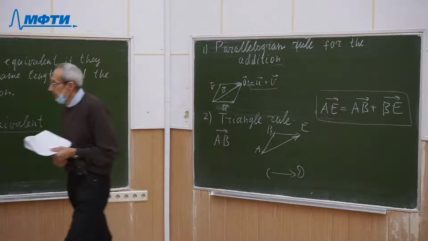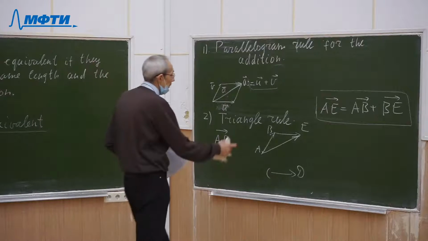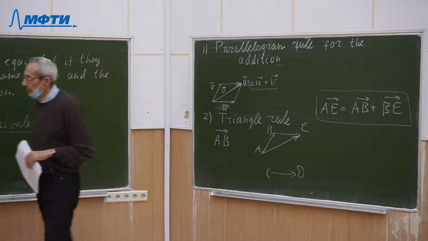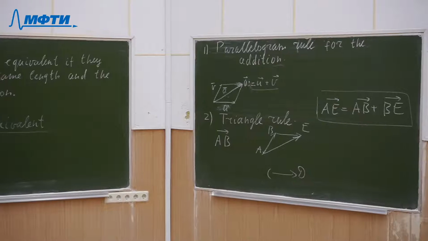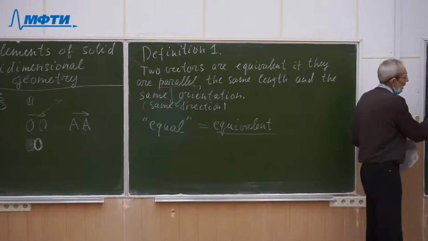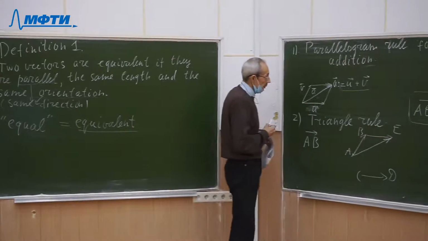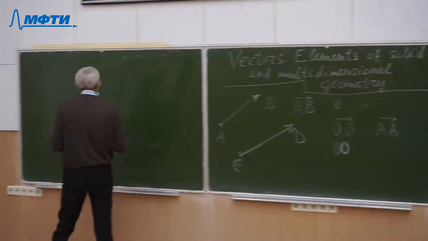Let's formulate some basic properties of the operation of addition on vectors. It is easy to see that from the definition follows the commutativity of this operation. And let's formulate properties.